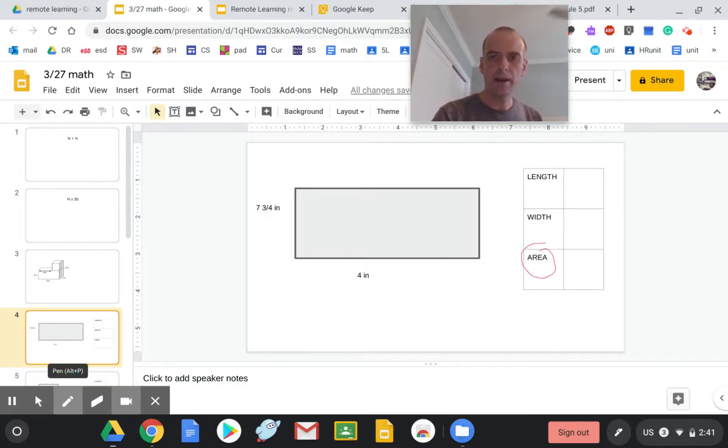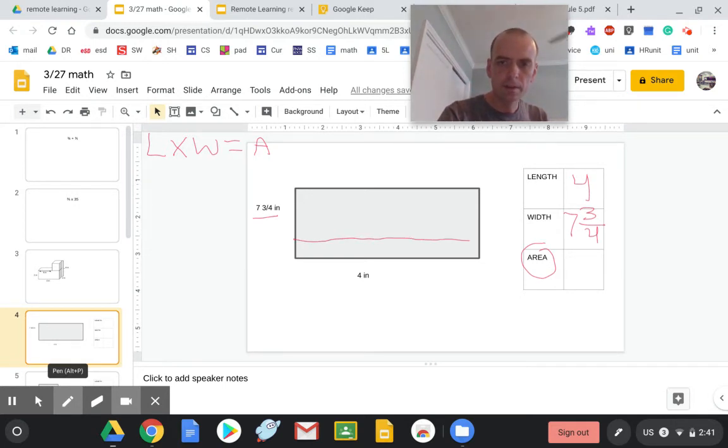Okay, so now we're just doing area. All right, and we have to remember that area is simply length times width equals area. That's it. So we see our length here is 4, and our width here is 7 3/4. So if we broke this up, this would be 7, this would be 3/4. So we can do it in two parts.